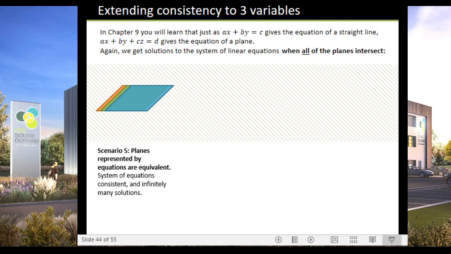Scenario 5, all 3 planes represented by the equations are equivalent. This system of equations is consistent. There are infinitely many solutions. So if we have got a picture in our head, we know what that means for the consistency of the equations and the number of solutions. The skill at this part of further maths is being able to identify which of those scenarios we're in given the matrix which represents the equations.